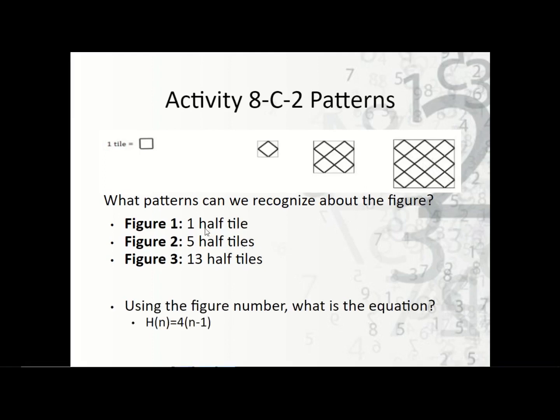What we should notice is from figure 1 to figure 2, we added 4 tiles. And then from 5 to 13, we added 8 tiles. So we can see that the pattern is going to be 4, 8, then 12, 16, and so on. So each time we're going to multiply 4 times whatever the previous figure was, which is n minus 1. So it'd be 4 times n minus 1 as my pattern.